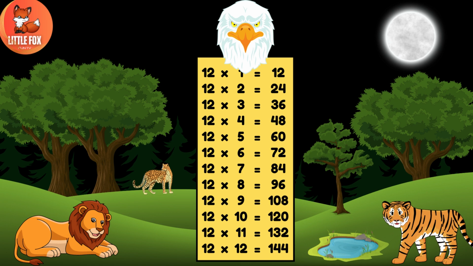12 multiply 9 is equals to 108. 12 multiply 10 is equals to 120. 12 multiply 11 is equals to 132. 12 multiply 12 is equals to 144.